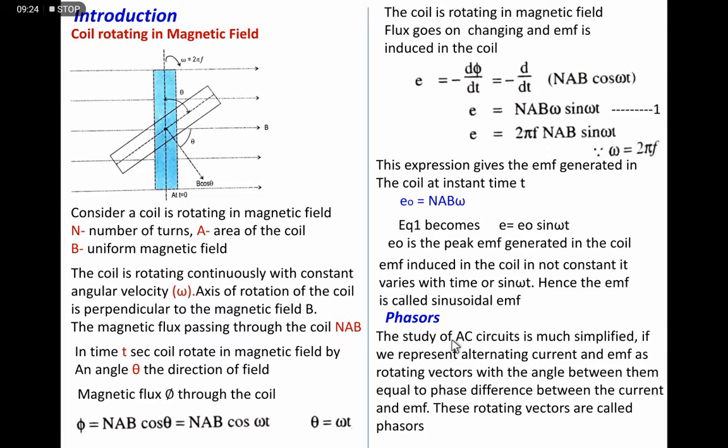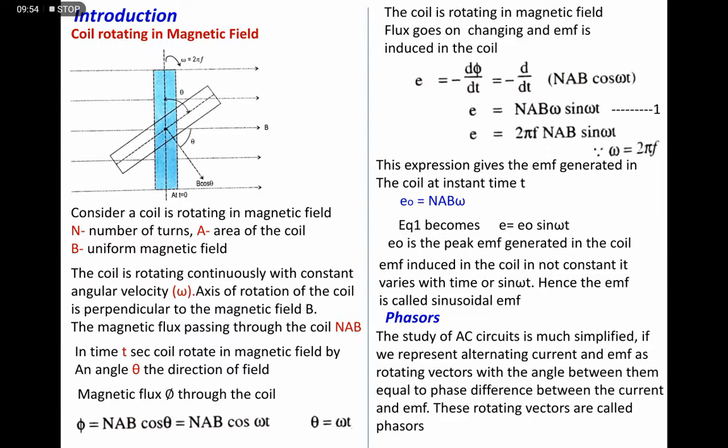So we have to know what is this phasor and phasor diagram. In an AC circuit, if we represent alternating current and EMF as rotating vectors with the angle between them, and this angle is equal to the phase difference between the current and EMF, these rotating vectors are called phasors. Phase we already studied in the chapter oscillations.